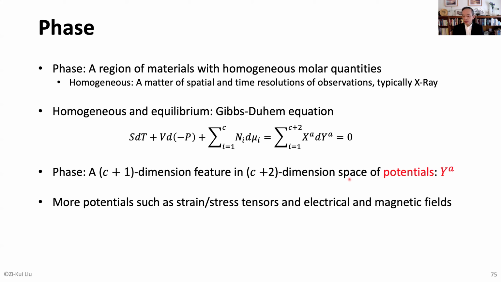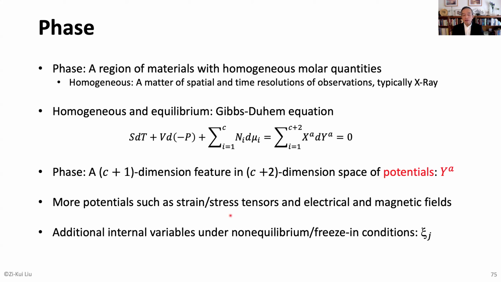Okay, so we can add more potentials, right? Instead of volume, we can add stress. We can add electric and magnetic fields. So we can add more potentials. But in most of the cases, at least when we teach thermodynamics, we talk about the C+2 potentials. That's temperature, pressure, and chemical potentials of each component.